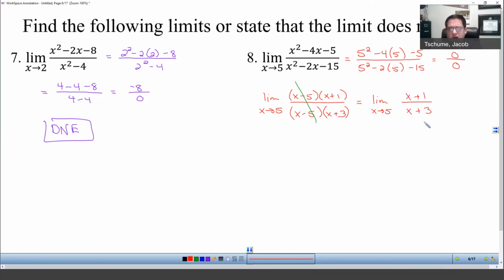Once you cancel the common term, you can then re-plug your 5 into what's left over. So that would be 5 plus 1 over 5 plus 3, which is 6 over 8. And you do need to reduce your fractions. That reduces to 3/4 because they both share a 2 in common. And that is how you have to handle a limit when you get 0 over 0. Do not stop. You need to factor and simplify and then replug your value back in.